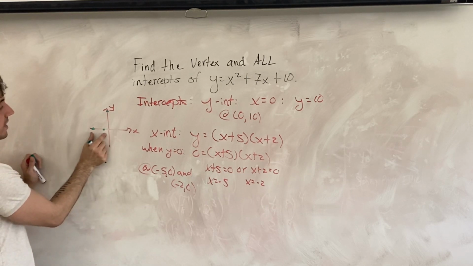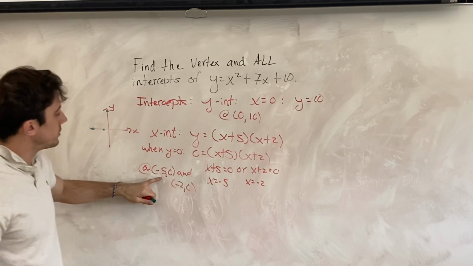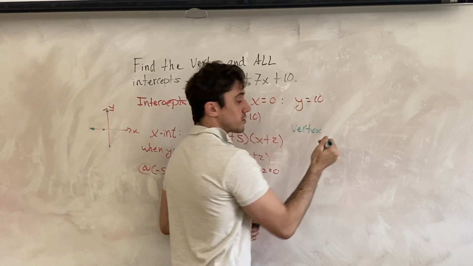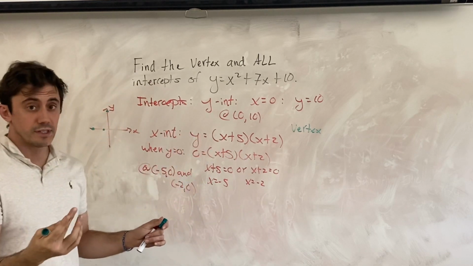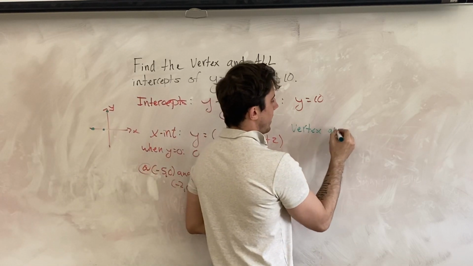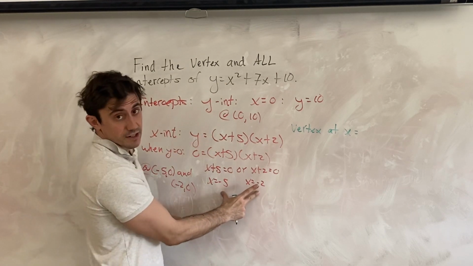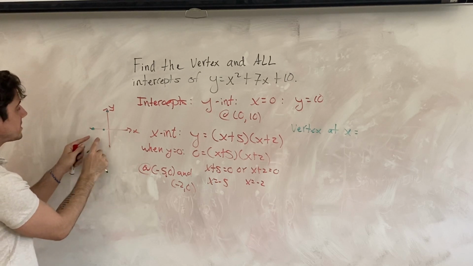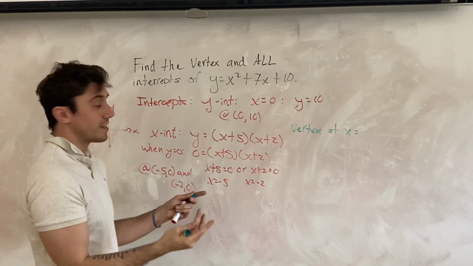Now, the vertex is going to be smack down in the middle of the two roots, right? Since we know our two x-intercepts are at negative 5 and negative 2, and because quadratics are perfectly symmetrical about the vertex, that's why we consider our axis of symmetry to be the x-coordinate of the vertex. The vertex is at the average of the two x-intercepts, because if our quadratic is going to be symmetrical about the vertex, then it needs to be right in the middle of the two x-intercepts. That's the only way it's going to work.